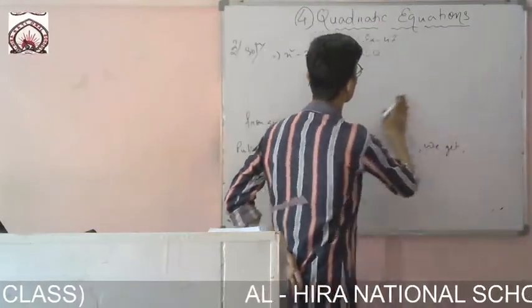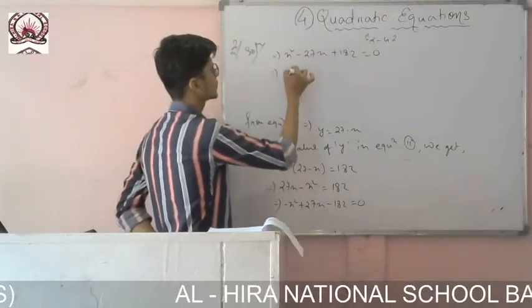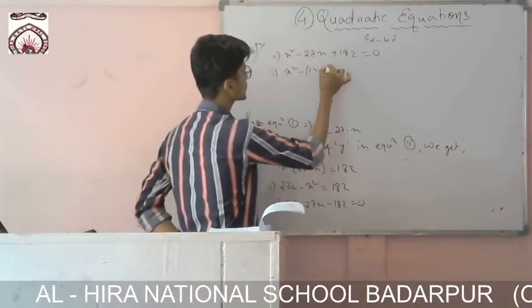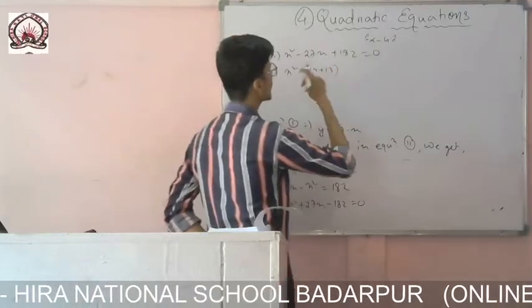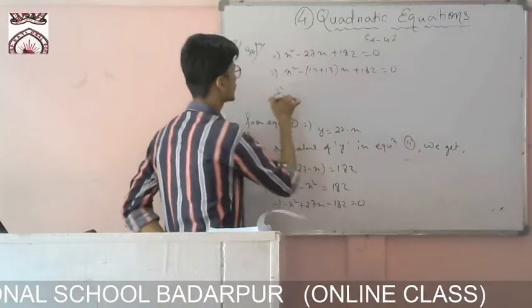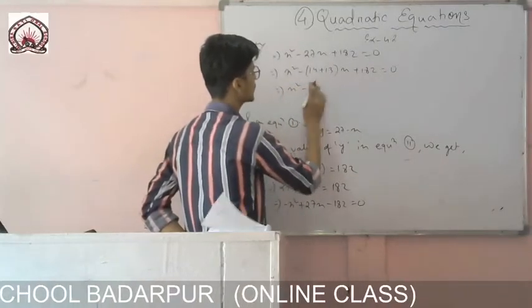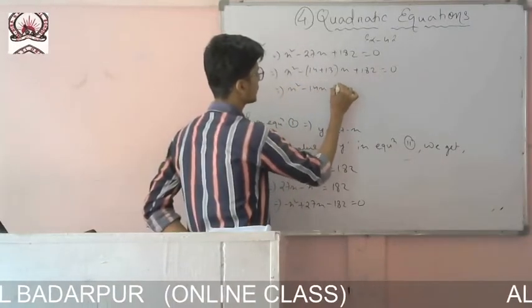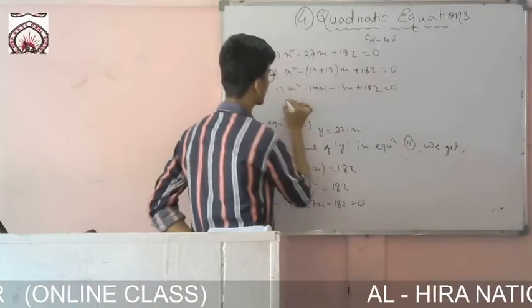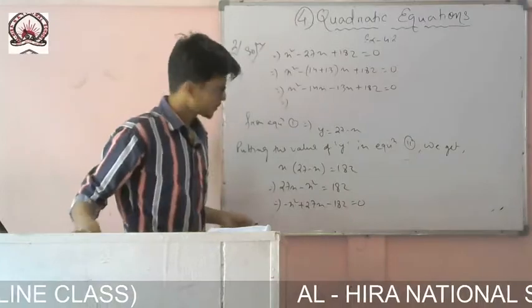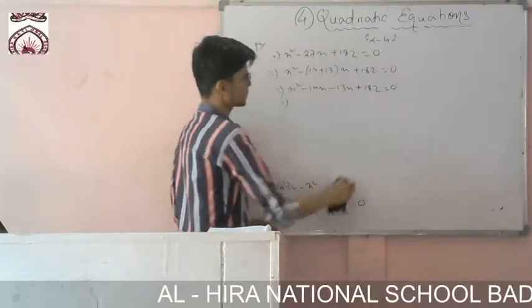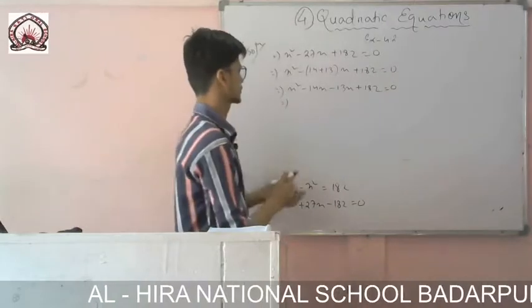Yes, it will work. So x square minus 14x minus 13x plus 182 equals 0, since 14 into 13 gives 182. If you have a problem with this step, do it by trial.